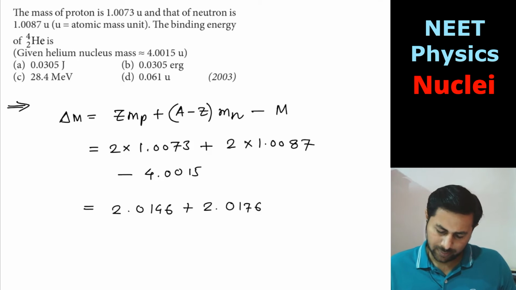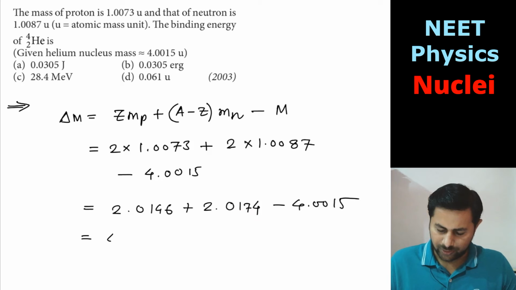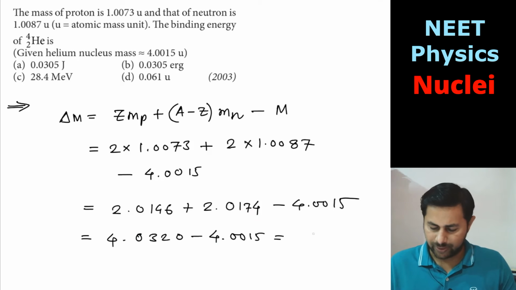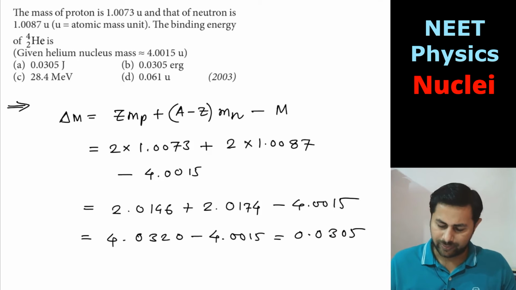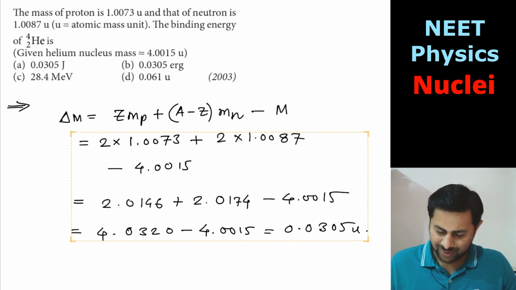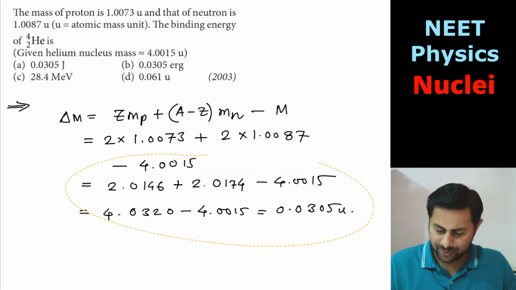6 plus 4 is 10. Okay, then 7 plus 4 is 11. 11 plus 1 is 12. Okay, 1 plus 1 is 2, plus 1 is 3. So it is 4.0320, minus you have 4.0015, and that's equal to what? 0.00305 U. Okay, some calculation, tell me if it's correct.